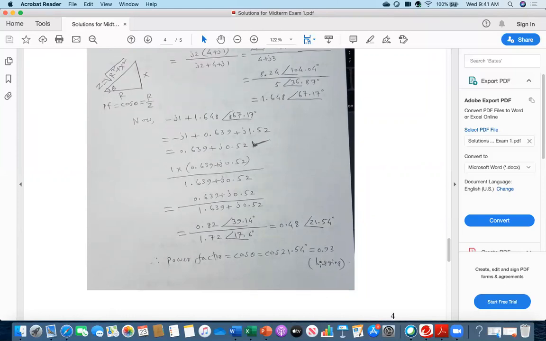I wrote lagging because you got the positive sign here. If you convert into rectangular form, you will notice that it has R plus JX. The plus J indicates it is lagging. If it were minus, you would get R minus JX, and the minus sign indicates capacitance and a leading power factor. That's why here the 0.93 power factor is lagging.